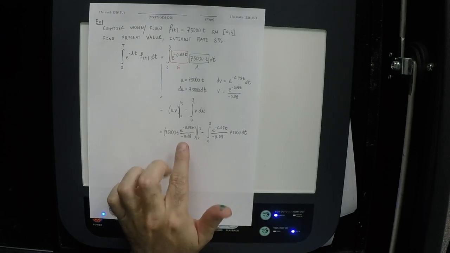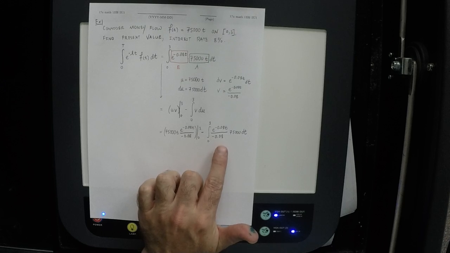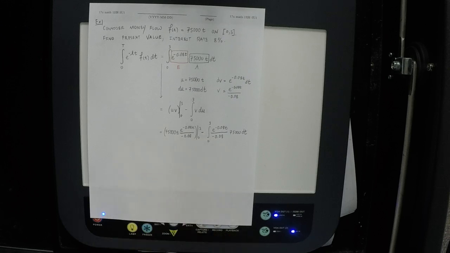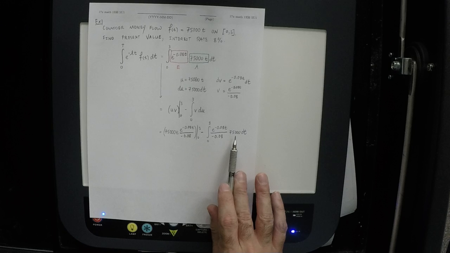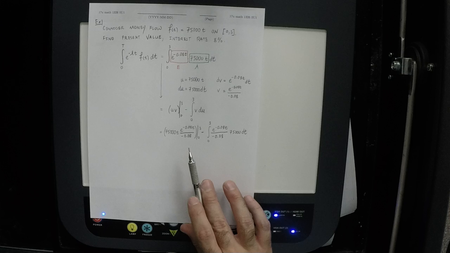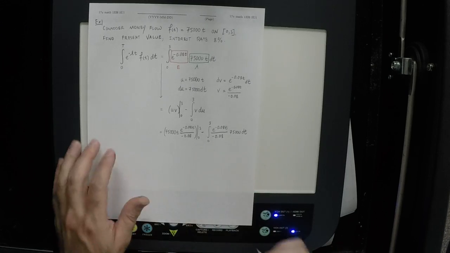So this thing on the left is just an evaluation. That's just plugging stuff in, calculator work. But how about this? Do we know how to do that? Is that something doable? Yeah, I think so, because 75,000 is just a constant, right? And division by 0.08 is also just some constant. So all that constant stuff can be taken out of the integral, and the only thing that remains is that exponential. Can you anti-differentiate that exponential? Sure you can.